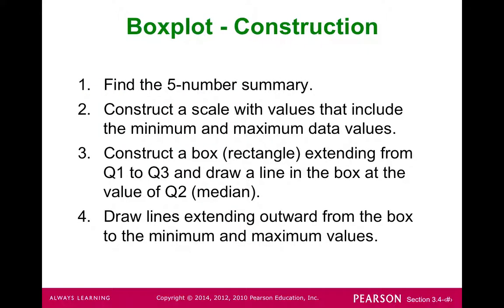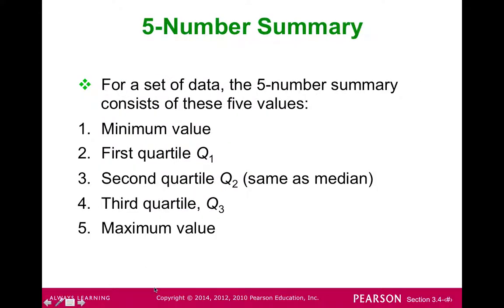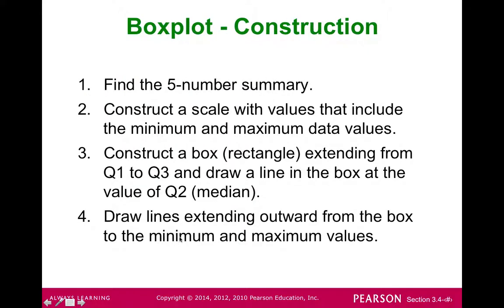So let me walk you through how you actually go about constructing a box plot. First thing is you need to find the 5-number summary for your data set. So you'd have to determine your minimum value, your Q1, your Q2, your Q3, and your maximum. Once you have those, you're going to construct a scale with values that include the minimum and the maximum data value. Then you're going to construct a box, which will look like a rectangle, extending from Q1 to Q3, and then you're going to draw a line in the box where the value of Q2 is, where that median is. And then you're going to draw lines extending outward from the box to the minimum and maximum values.